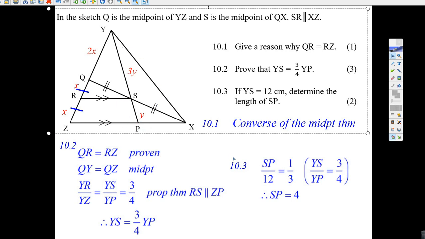I think that explains it pretty well, although I find it a little bit of a weird question. I guess it's okay, but I know that SP is 4. And I think that's the ratio because it's in a ratio of 1:3. And there you go.